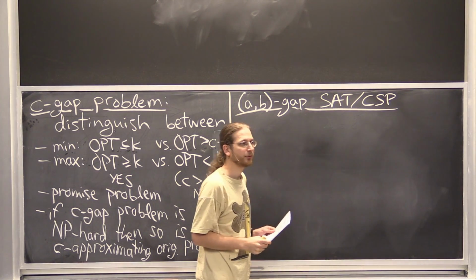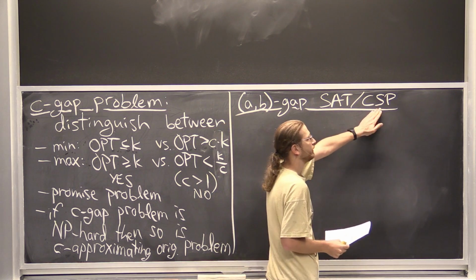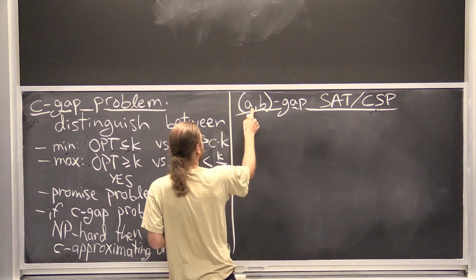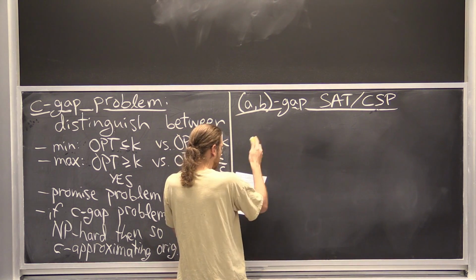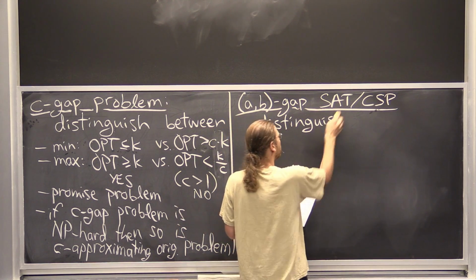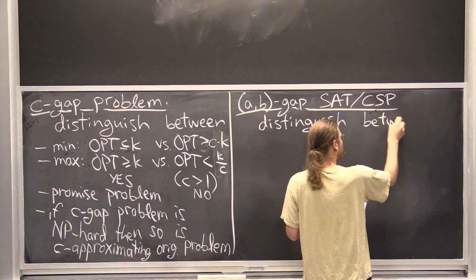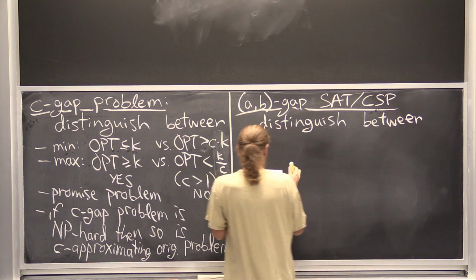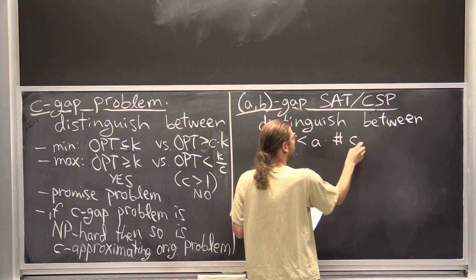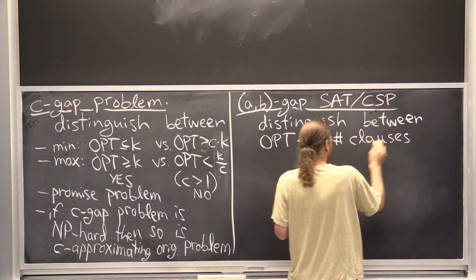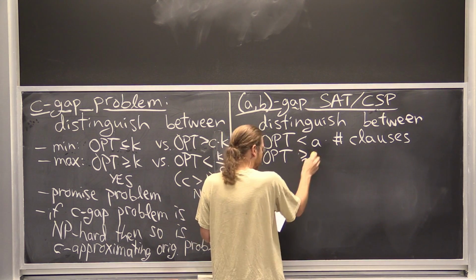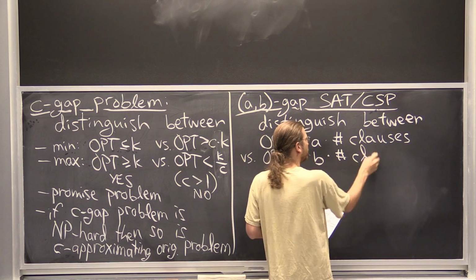Consider max SAT. Pick your favorite version of max SAT, or max CSP was the general form where you could have any type of clause. Instead of just a C gap, we will define slightly more precisely an AB gap, which is to distinguish between opt is less than A times the number of clauses, and opt is at least B times the number of clauses.